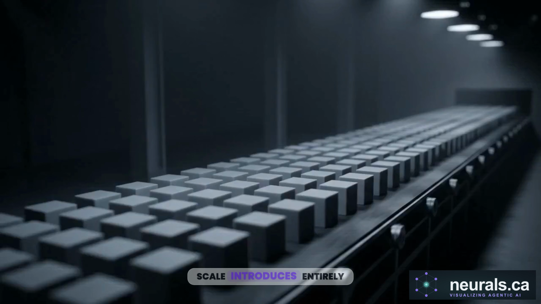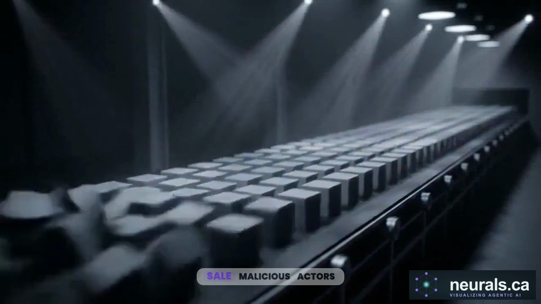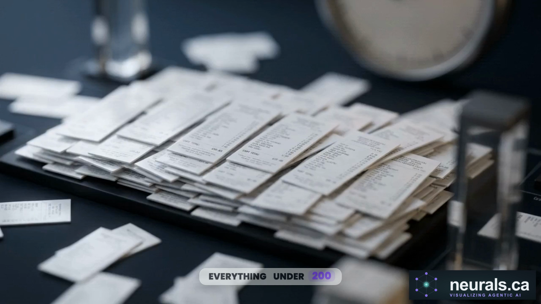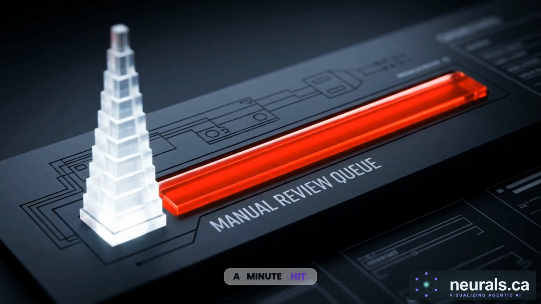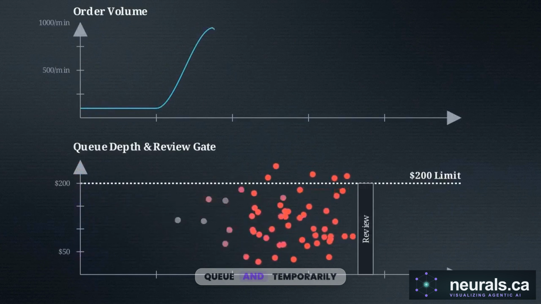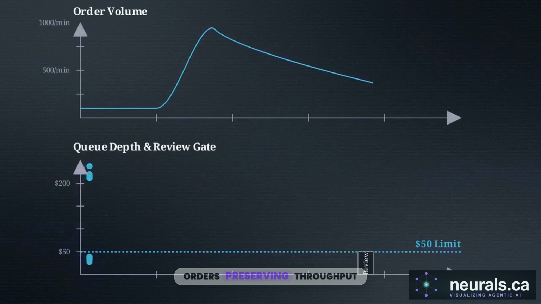Scale introduces entirely new vulnerabilities. During a massive flash sale, malicious actors will reverse engineer your specific risk thresholds. If they know everything under $200 auto-approves, they will flood you with $199 orders. When 1,000 orders a minute hit the pipeline, the human review gate becomes a fatal bottleneck. The system answers with dynamic threshold scaling. It detects the swelling queue and temporarily lowers the auto-accept ceiling for small orders, preserving throughput.